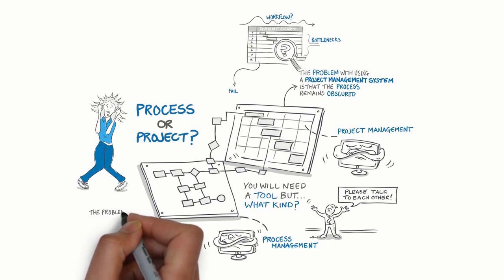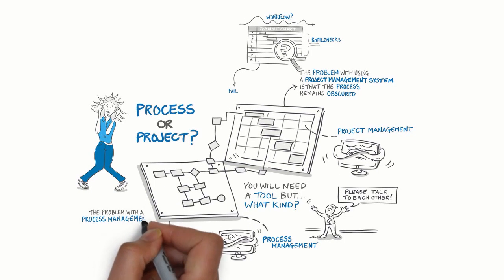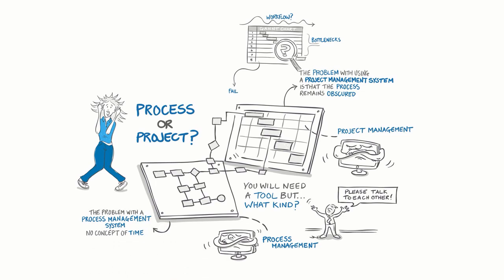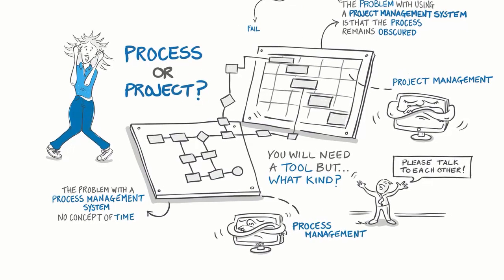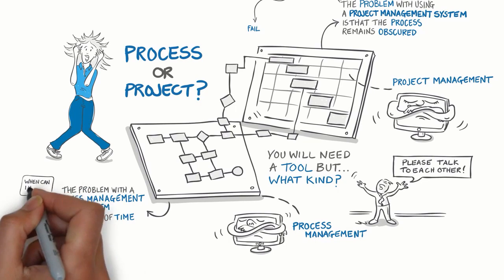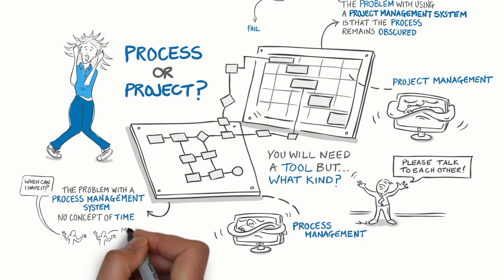On the other hand, the problem with using a process management system is that there is no concept of time. This means that it is impossible to get a clear picture of when steps in a live process are likely to take place, thereby eliminating any chance for effective resource planning.